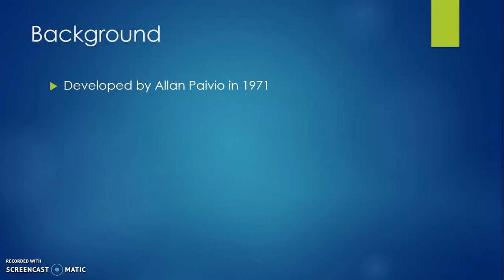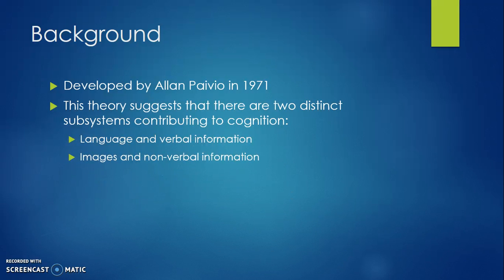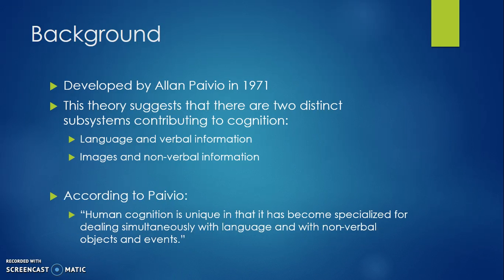It was developed by Allan Paivio in 1971. This theory suggests that there are two distinct subsystems contributing to cognition. So there's the language and the verbal information, which would be words, sentences, different things like that. And then the other one is images and nonverbal information. So that's going to be, like it says, images or drawings, videos, anything to try to connect the dots that isn't actual language.